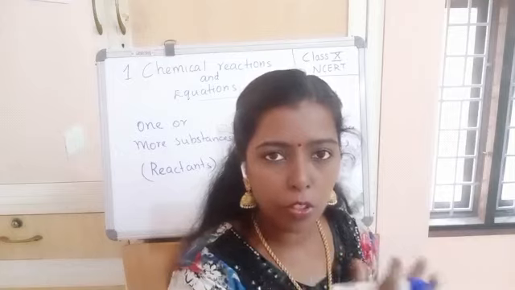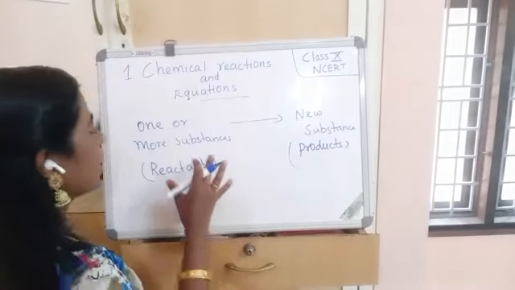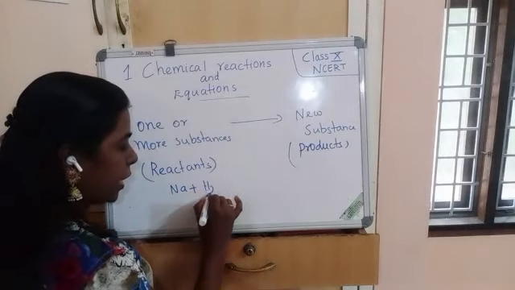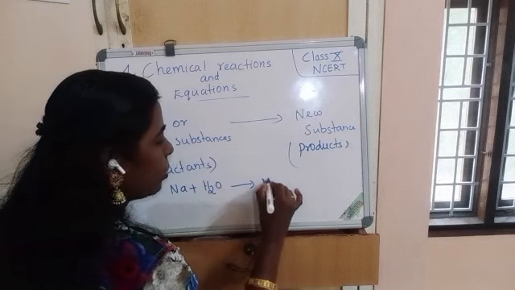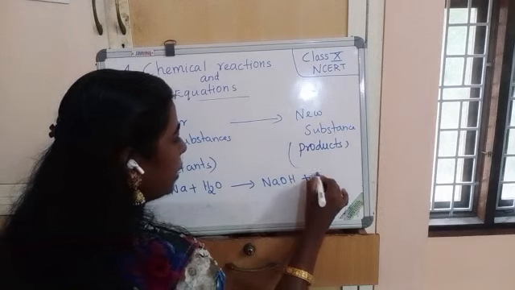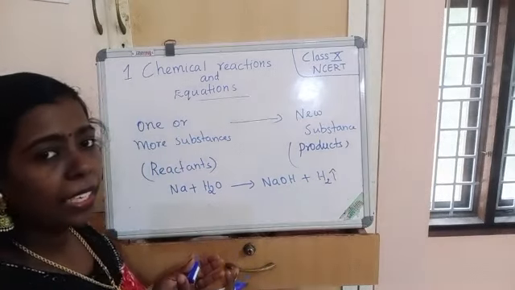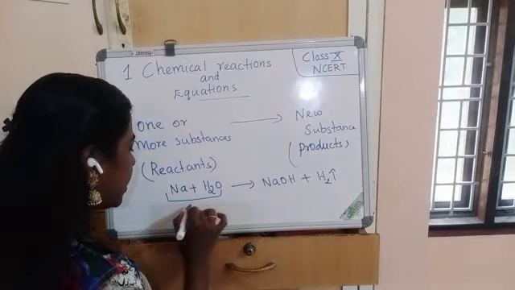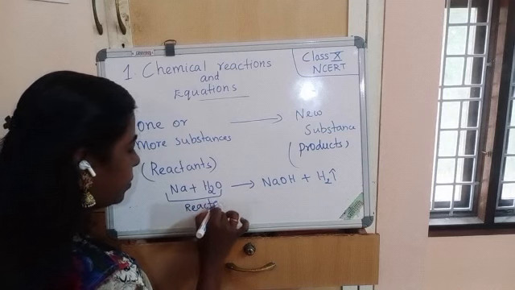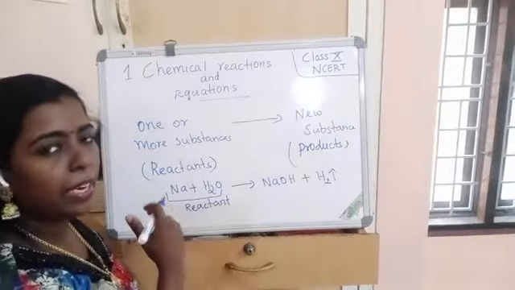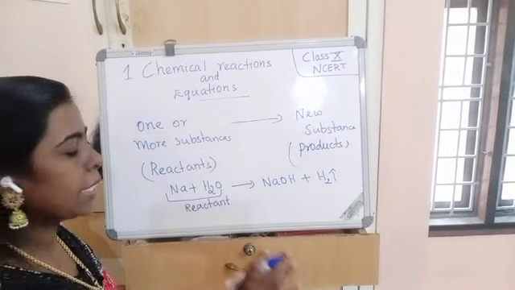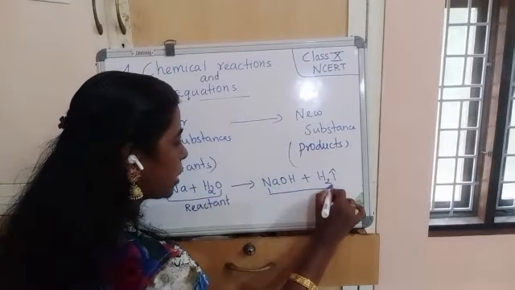Now we are going to see one example of reactants and products. Sodium reacts with water to form sodium hydroxide and hydrogen gas. Here, which one is the reactant and which one is the product? The sodium and the water are reactants, because sodium and water react together to form sodium hydroxide and hydrogen gas. And the sodium hydroxide and hydrogen gas are products.